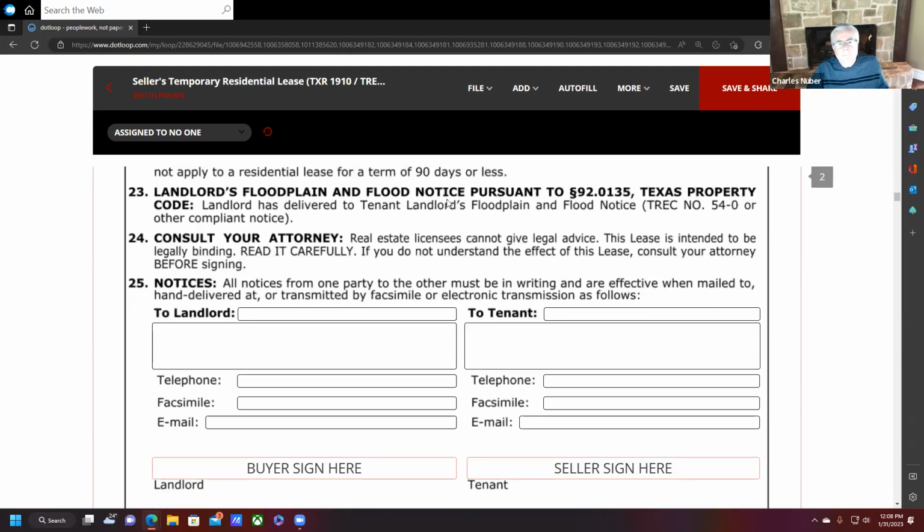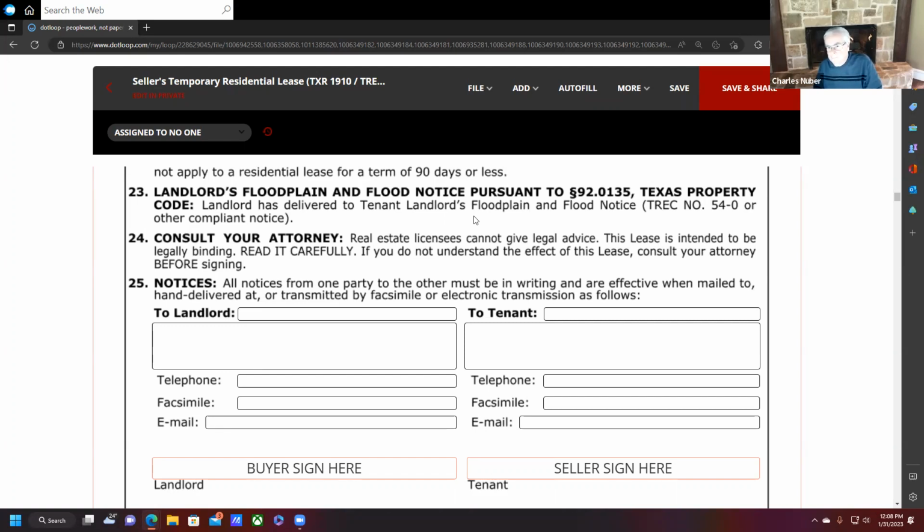Landlord's floodplain and flood notice pursuant. Okay, so this is a temporary lease. Guess what you have to provide for them? The notice of flood. So here's a seller, and this is the document right there. It's TREC number 54-0. Here's a seller that's lived in the house for 20 years. They know it's not in a flood zone, and they know that it hasn't flooded in the last 5 years, but this is still a lease. So the owner, landlord, has got to provide that document to the tenant.